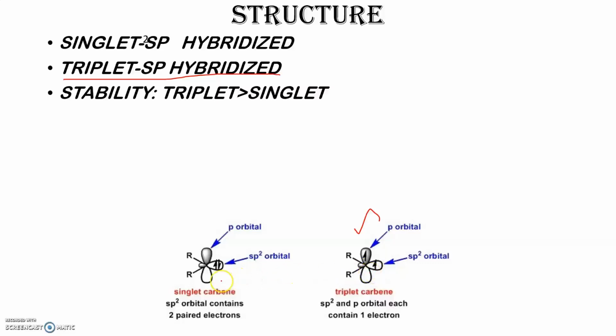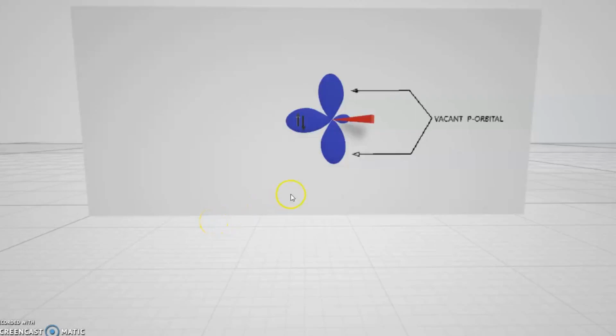Whereas in the singlet carbene, they occupy the same orbital with opposite spin, but here we have the electrons occupying the mutually perpendicular p orbitals with the same spin. Now let's take a quick look at the 3-dimensional structure of singlet and triplet carbenes.